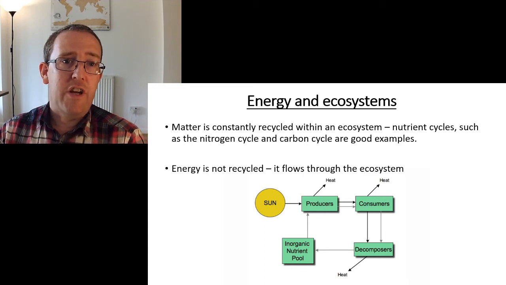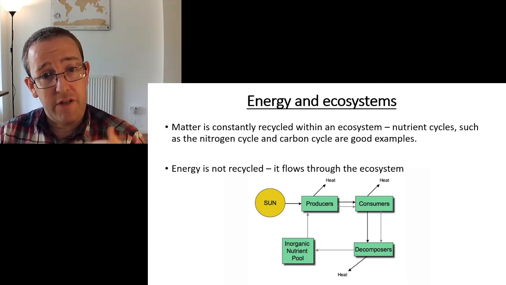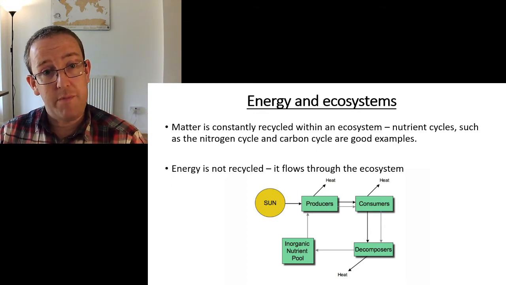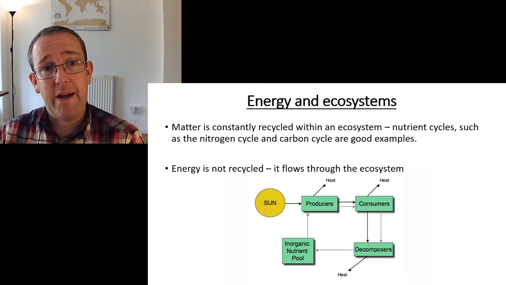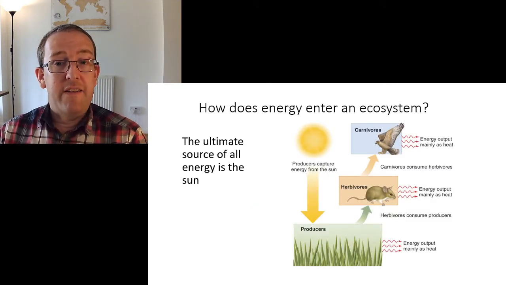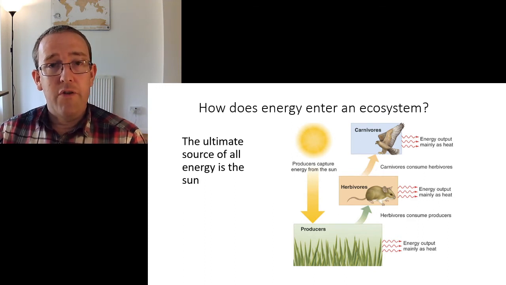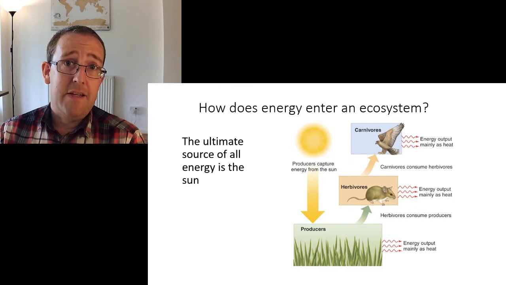Energy, however, as we said, flows through an ecosystem. The solar radiation comes in, and eventually, either through life or not through life, it gets radiated back out into space. So, how does energy enter the ecosystem? Well, of course, ultimately, if you trace it back, the source of all energy on the planet is the sun.